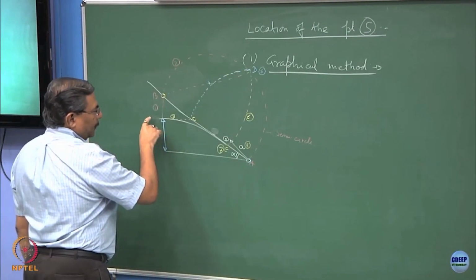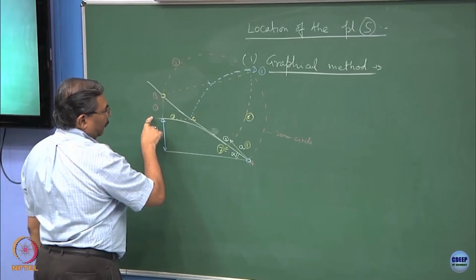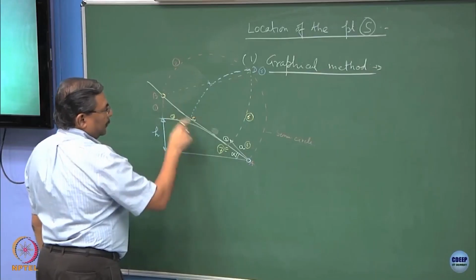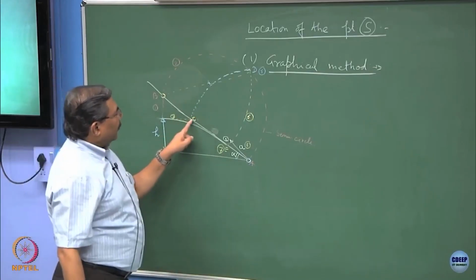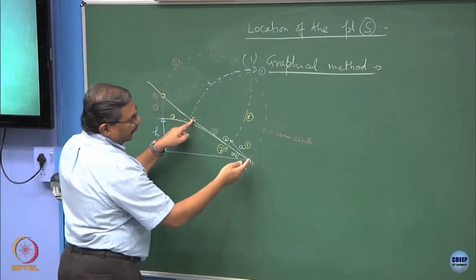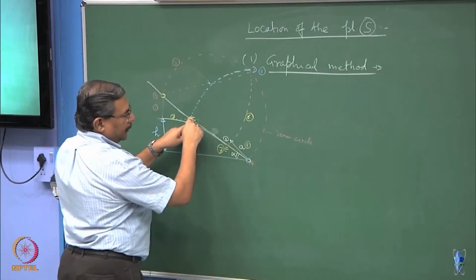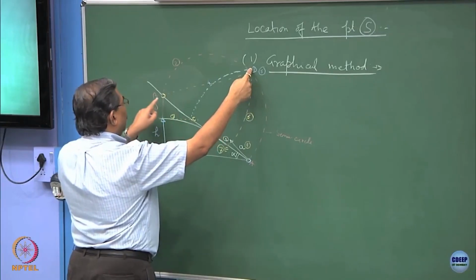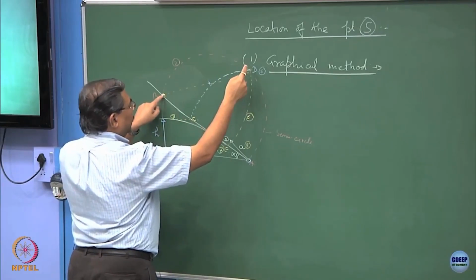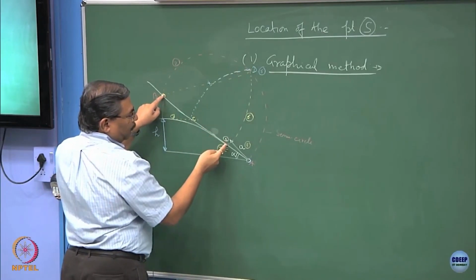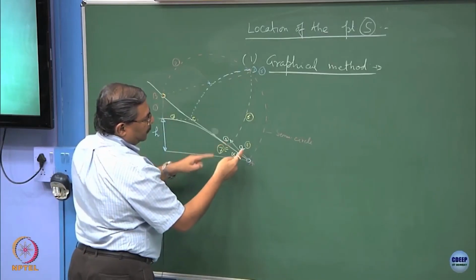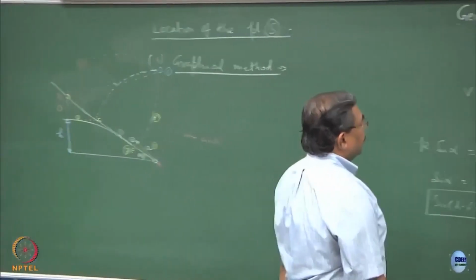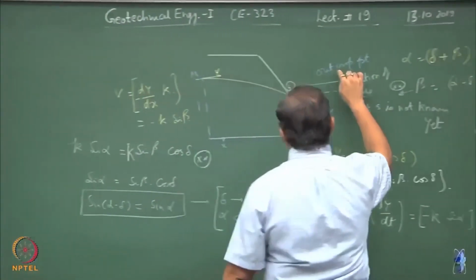Extend the tangent drawn to the top phreatic line wherever this cuts the inclined surface, point C, take A as the center, AC as the radius, get point D, B as the center, DB as the radius, get point E. AE corresponds to a, and a is the location of the outcrop point.